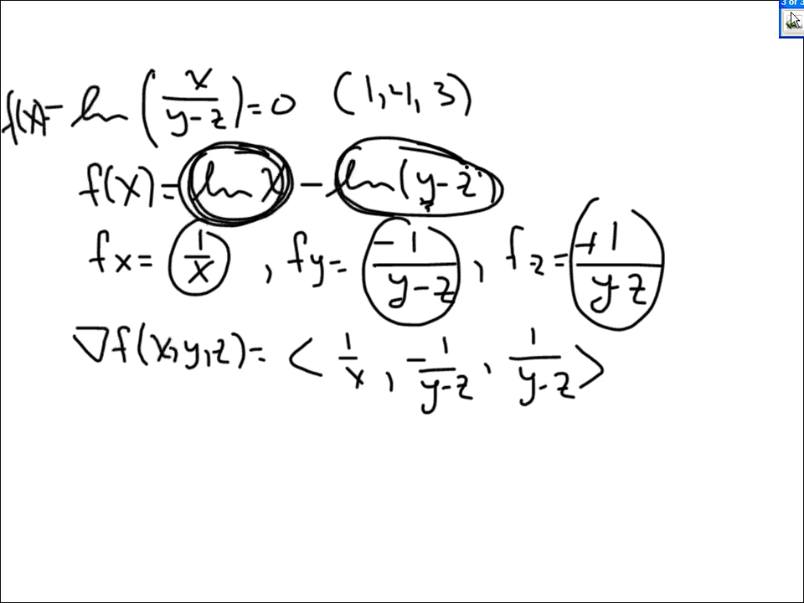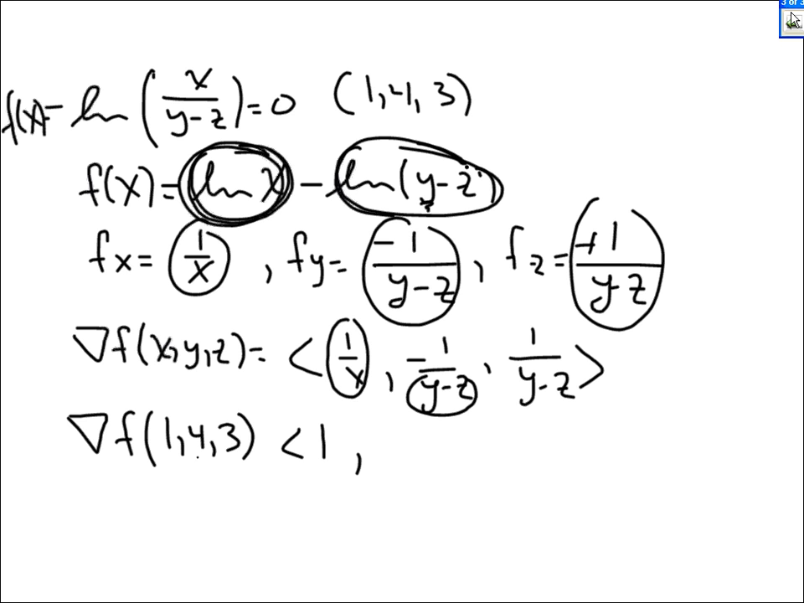Okay, now let's find the gradient at our favorite point, 1, 4, 3. X is 1. 1 over 1 is 1. Y minus z, 4 minus 3, is 1. Negative 1 over 1 is negative 1. Y minus z, we just said it was 1. Okay, 1 over 1 or 1.